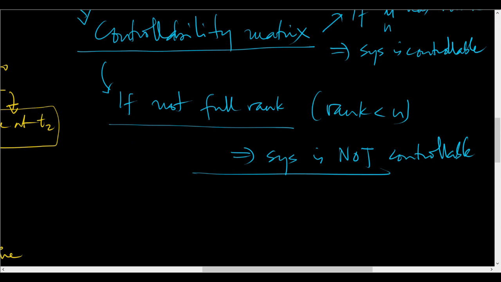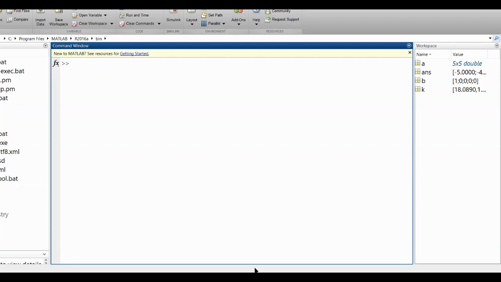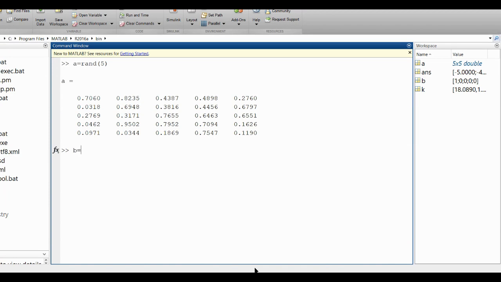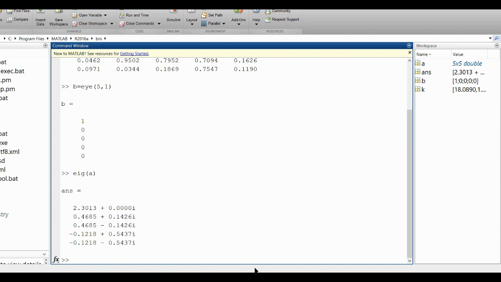Let us go to MATLAB and see some implications. Okay, so let us start with A equals some random 5 by 5 matrix. Let B be this, so just 1 and then zeros, and let us say I want to assign some eigenvalues to the system. Okay, so let us look at A. So these are the eigenvalues, right? 3 are in the right half plane, 2 are in the left half plane. This is some system. Now what I will say is, I will say u is equal to minus kx.